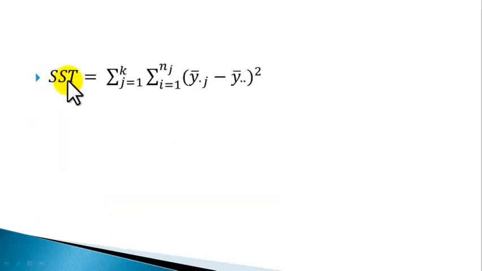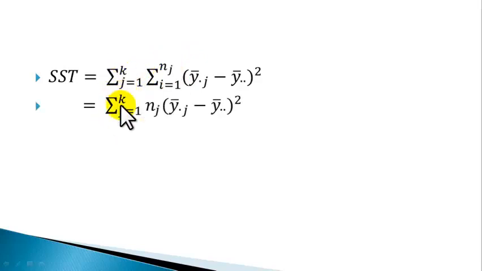Similarly, the sum of squares of treatment SST is defined to be sum j from 1 to k, sum i from 1 to nj of y bar dot j minus y bar dot dot all squared. Summing over i from 1 to nj, this will give us sum j from 1 to k of nj into y bar dot j minus y bar dot dot all squared.